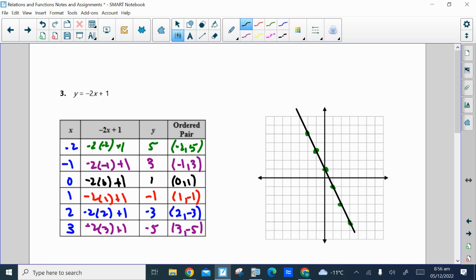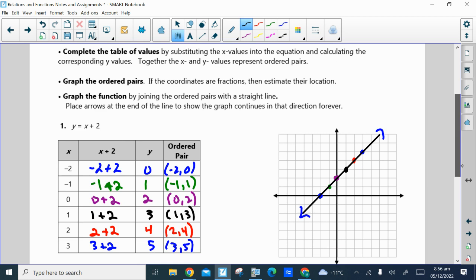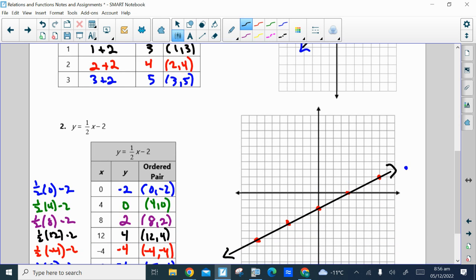Right, and now we can draw our line and put our arrows on the end to show that that pattern continues. Note that this line has a negative slope because as you go left to right, the line is falling. If we look at the first two examples that we did, they both have a positive slope because as you go left to right, the line is rising.